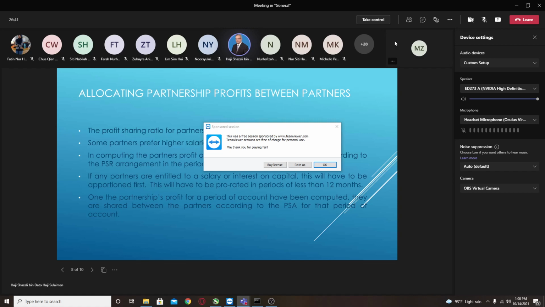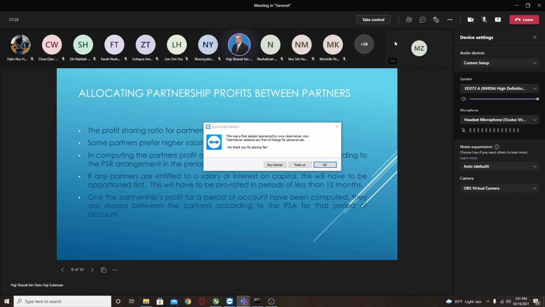Yeah. So in computing the partner's profit or loss, this would have to be divided according to the profit sharing arrangement in the period of account. And for partnership, your accounts are for a 12-month period. Not if it's more than 12 months, then you have to split into 2 accounting years. Yeah. Now, if partners are entitled to a salary or interest on capital, this will have to be apportioned first, and then this will then be prorated in periods of less than 12 months. We will go through, I think, 4 examples, yeah, very quickly. Then you can see how it works.